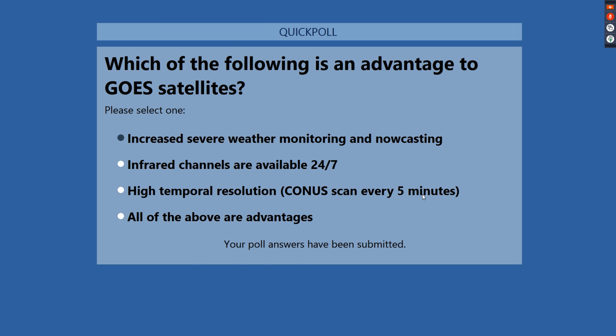Looks like most of you guys have answered correctly. So all of the above are advantages. So we get an increased severe weather monitoring and nowcasting. Those infrared channels, like I said, they're available 24/7, which can provide us with a lot of information. And we do have a very high temporal resolution, which is just really good for us to be able to utilize.